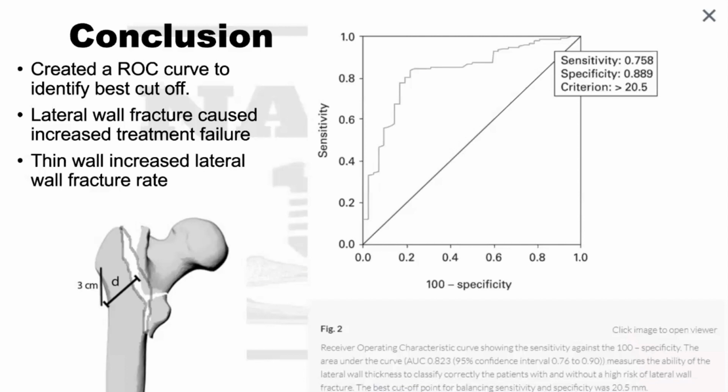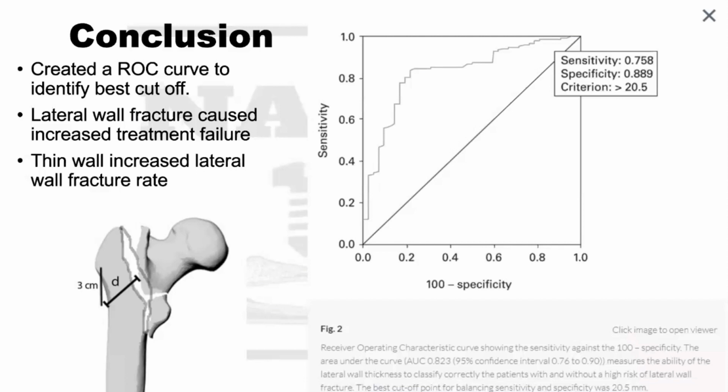And so that's a reason to avoid a sliding hip screw as we interpret these results. Basically, we know a thin wall increases the lateral fracture rate. We were able to use some numbers and spit out a nice cutoff at 20.5. And it's something that we've used to really influence our fixation strategy and treatment of these fractures. But it's really important to understand where this came from and the strength of the study, and how and when to interpret it. All right, so that is where that change came from.